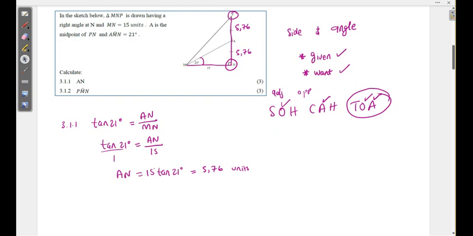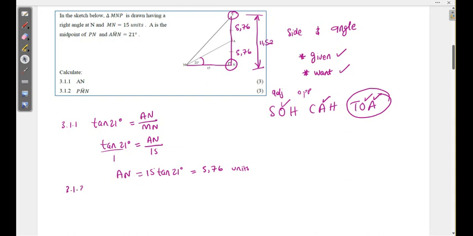What would be PN? Because PN, remember, is the whole length there, right? That would mean 5.76 multiplied by 2, isn't it, to get your PN? Or 5.76 plus 5.76, right? So when you do that and say 5.76 plus 5.76, you must get 11.52. That will be PN. It's always important to write the information as you are calculating.